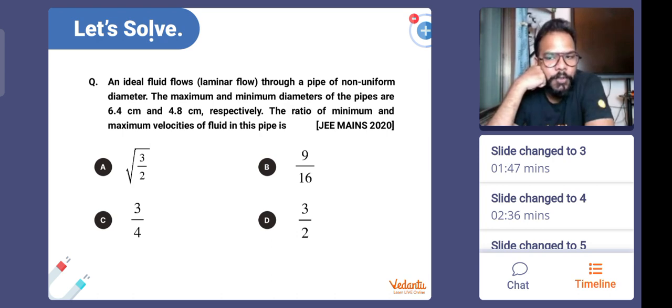Read the last line of the question first. Those who are still not getting the point, those who are clueless, please read the last line of the question. It says the ratio of minimum to maximum velocity of the fluid in the pipe. Why minimum to maximum? Can I say this ratio will be less than 1 only? If there is something minimum divided by something maximum of the same quantity, definitely that ratio will be less than 1. Look at option A and D. The ratio is more than 1.